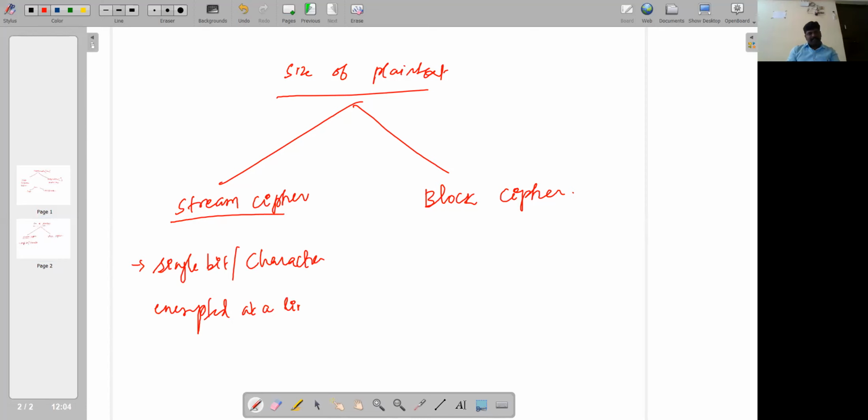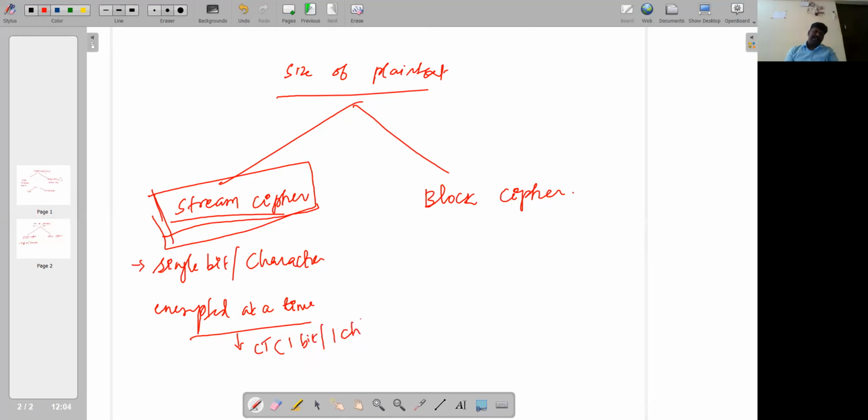I hope this is clear. When we talk about the stream cipher encryption technique, this technique will take one bit or one character at a time as an input, and that will do the encryption. You will get a single ciphertext as one bit or one character.